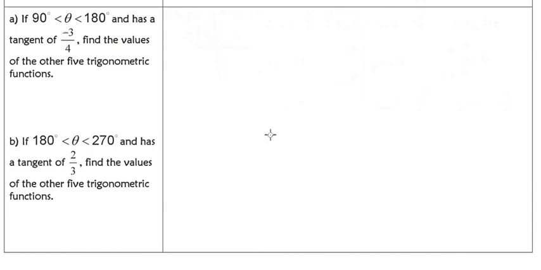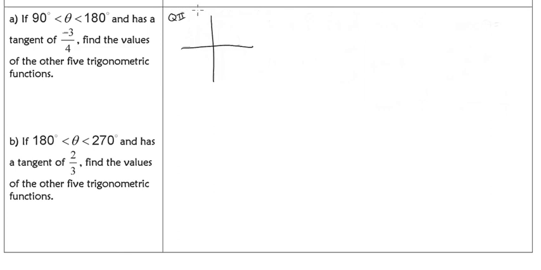So if theta is between 90 and 180 degrees and has a tangent of -3/4, find the values of the other 5 trigonometric functions. So let's start by just sketching out what we've got going on. Between 90 and 180 degrees is going to be over in quadrant 2.